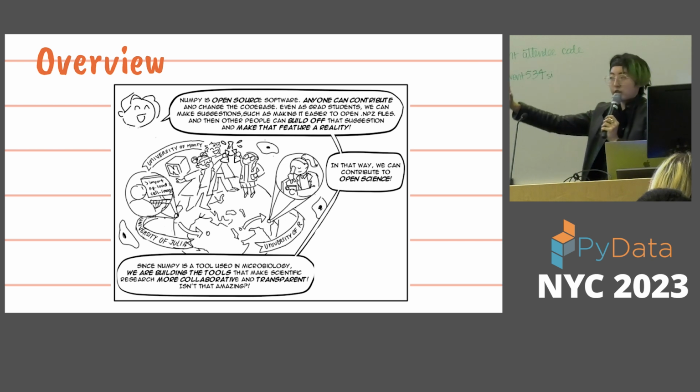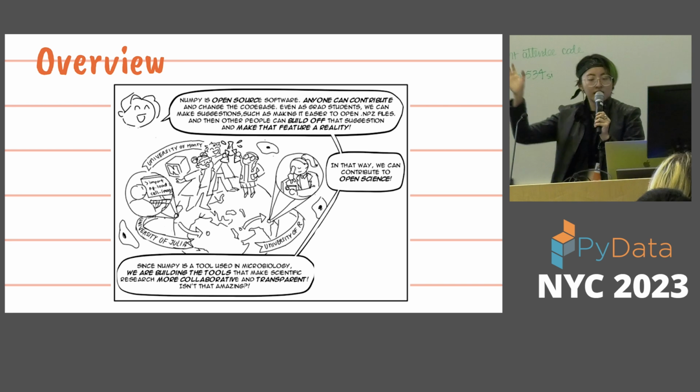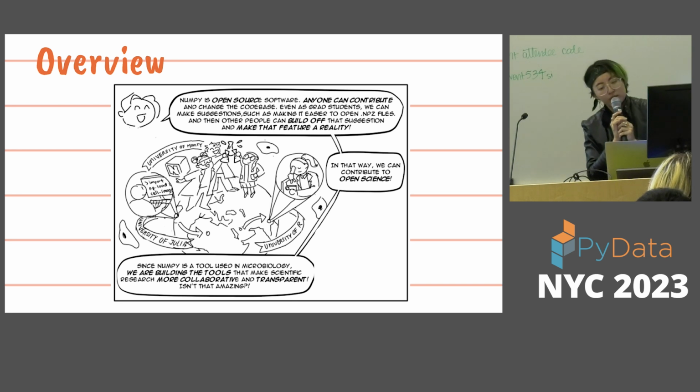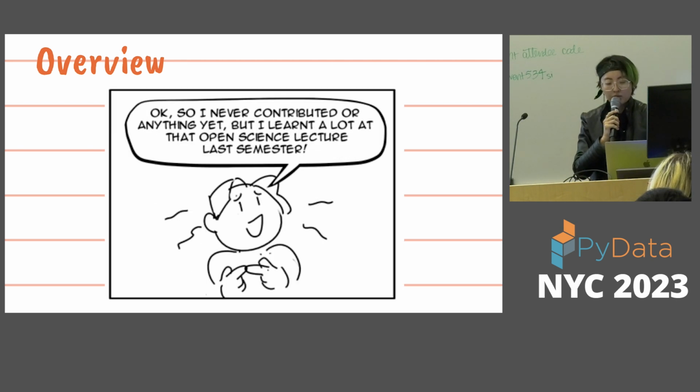So we have a brief introduction to the wide, beautiful world of open source and open science, to strive for the ideals and values, to build the tools that make scientific research more collaborative and transparent. But for all this talk of ideals, what are we actually supposed to do? How do we make it better? What are the steps? And so, what are the steps in contributing?